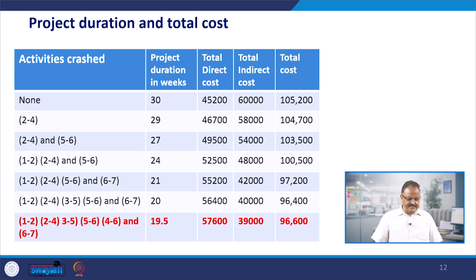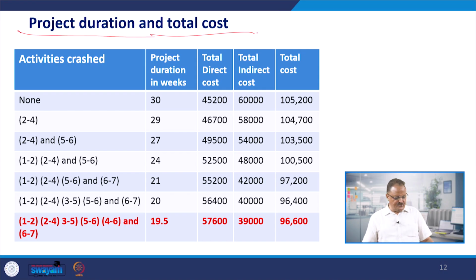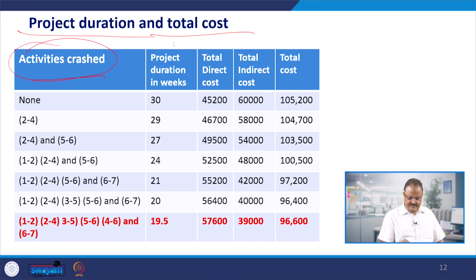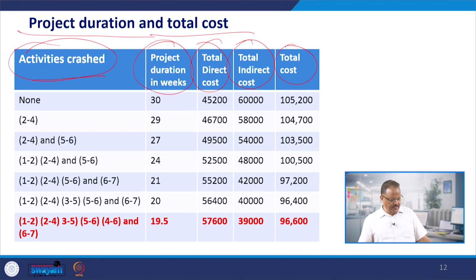The final analysis here is the project duration and the total cost for the given project. So we could see here the activities crashed, right? This is the activities crashed, this is the project duration in weeks, this is the total direct cost, this is the total indirect cost, and this is the total cost, right? So we have seen here that originally, what was the case?